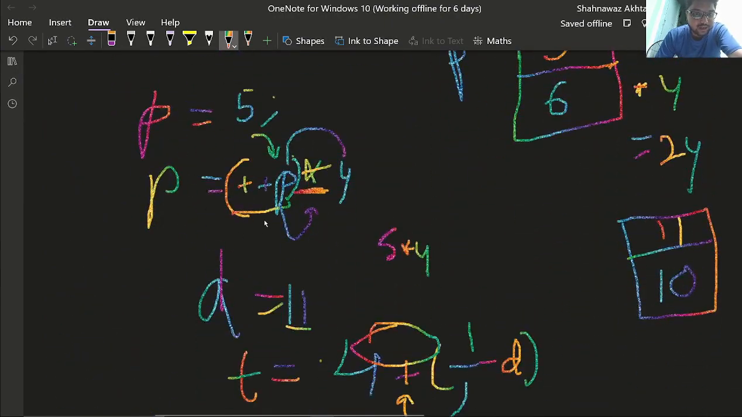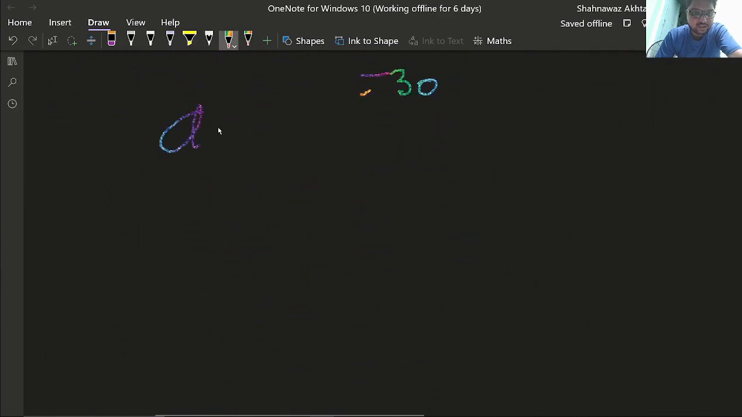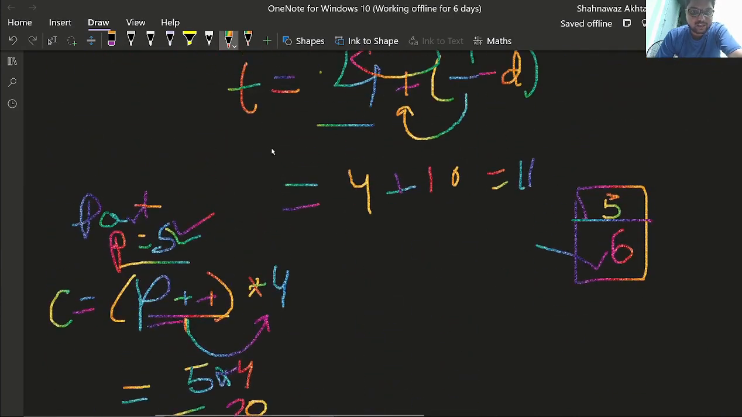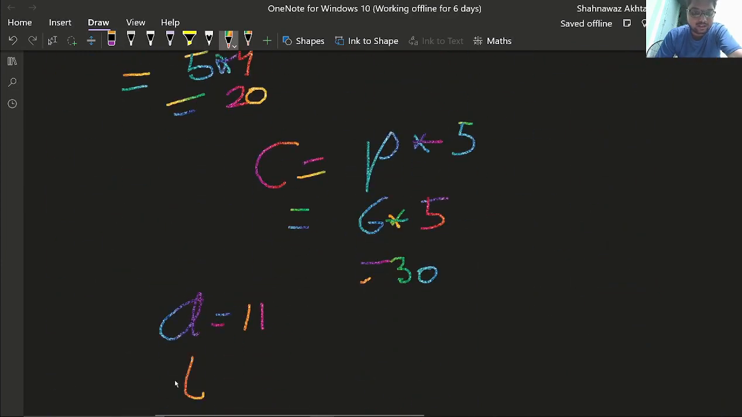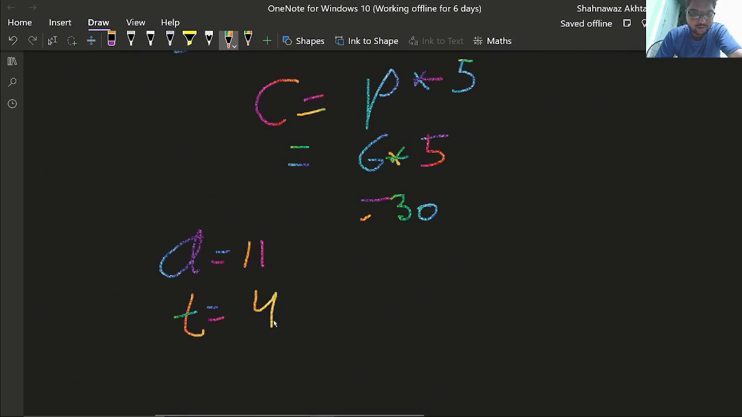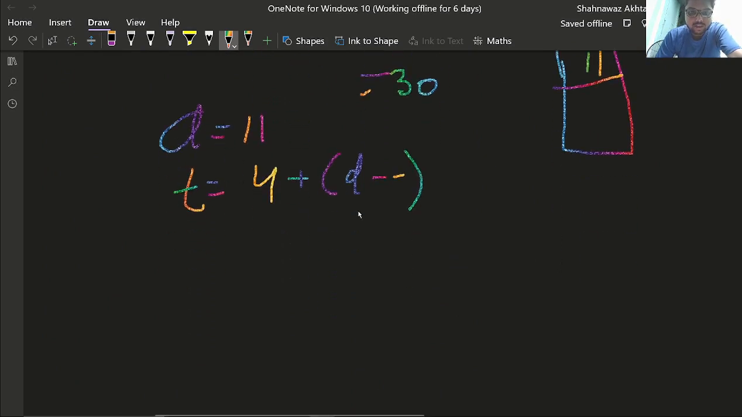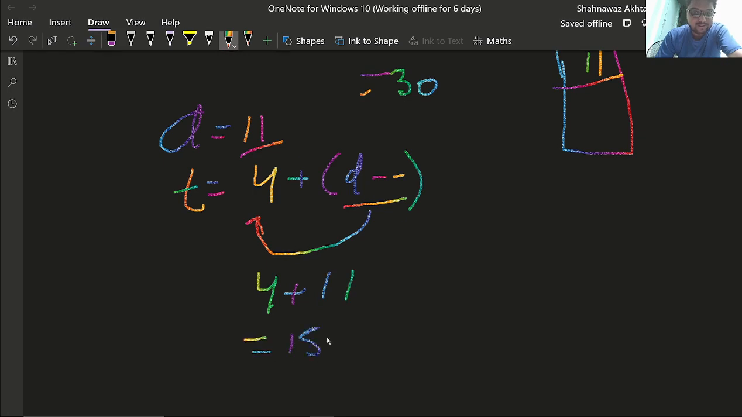And the same case will happen with the negative one. Taking this example again, this is 11 and then t equals to 4 plus 4 plus this d minus minus. So in the memory, initially d is 11. When there is a postfix operation, it will give its initial value to this and perform the operation, that is 15, and then decrease its value.